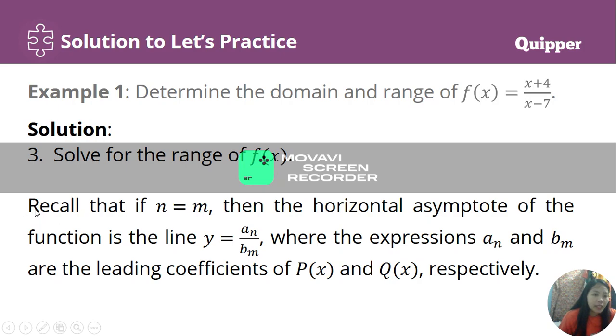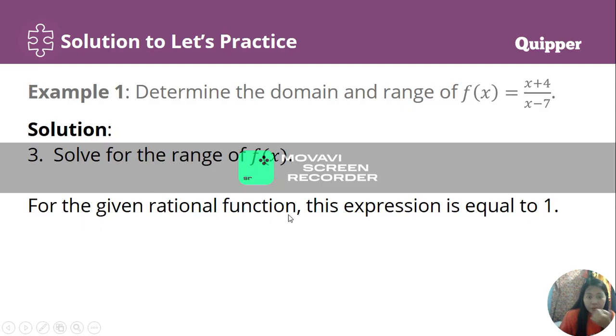Okay, let's hear the solution. Recall that n equals m. Then the horizontal asymptote of the function is the line y equals a sub n over b sub n. The a sub n and the b sub n are the leading coefficients of the numerator and denominator respectively, of p of x and q of x. P of x means the numerator, q of x means the denominator. Then our range for the given rational function, this expression is equal to 1, because 1 over 1 or 1 divided by 1 is 1.